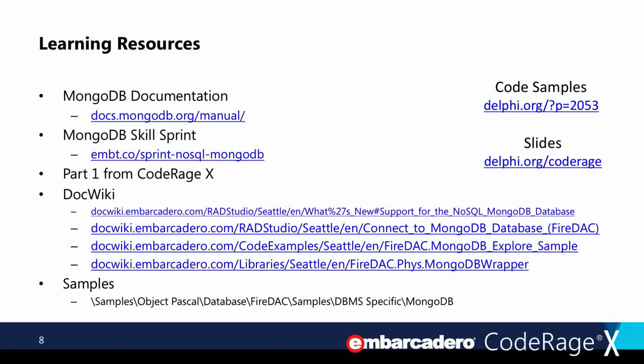But then we have the RAD Studio, the overview of connecting to MongoDB. We have the code examples for the MongoDB Explorer, and we have the libraries for the MongoDB wrapper. Those are just starting points. There's more in the doc wiki you can take a look at as well. And again, you can download the code samples you saw here, as well as my slides at the URLs you see up there in the upper right-hand corner.